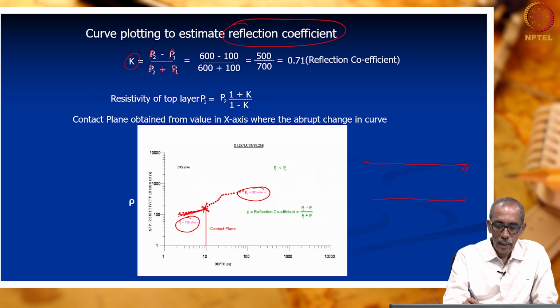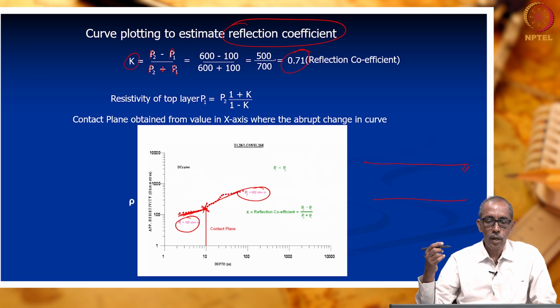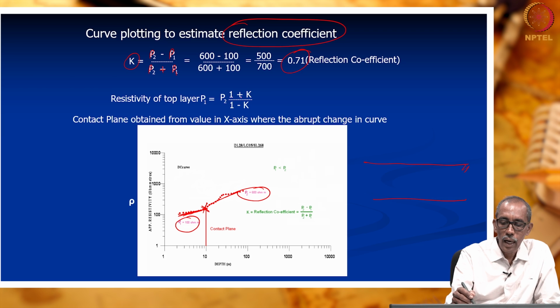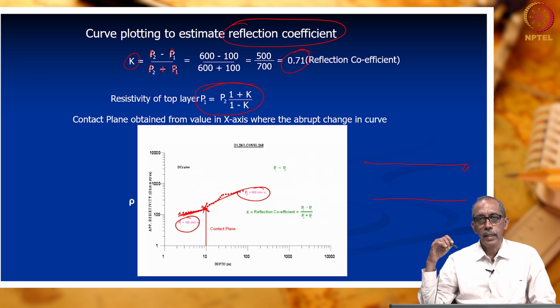So, I take the average of these numbers, this apparent resistivity average, which is approximately 100. For all these resistivity values, the average is around 600. So, layer 1 is of resistivity 100, layer 2 is of resistivity 600 ohm meter. So, using this relationship, we are able to determine what is known as the reflection coefficient. So, in this method, we are able to determine the reflection coefficient, and using that we can also determine the resistivity of the top layer.